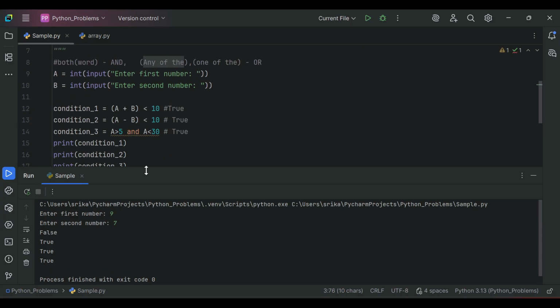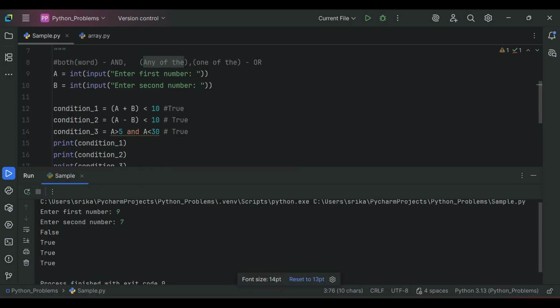Here the first number is 9 and the second number is 7. 9 plus 7 will become 16. 16 is not less than 10, so it's a false condition. That's why false came. The next one, a minus b. 9 minus 7, 2. 2 is less than 10. It's true. Now the number a, 9, is between 5 and 30. That's why it is also true.